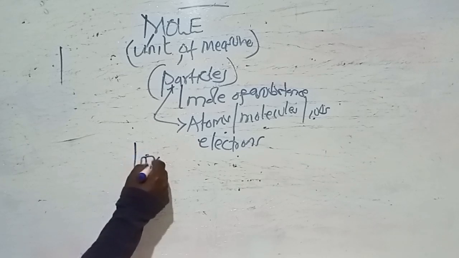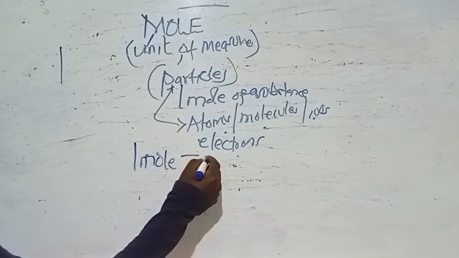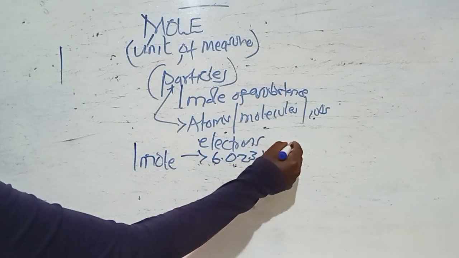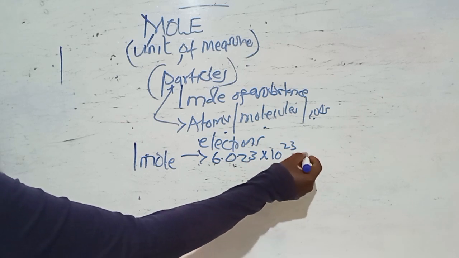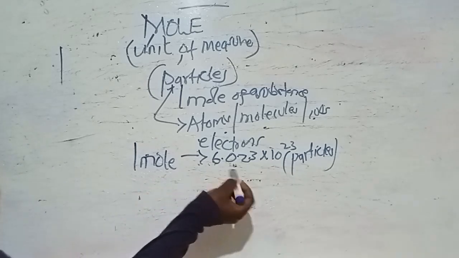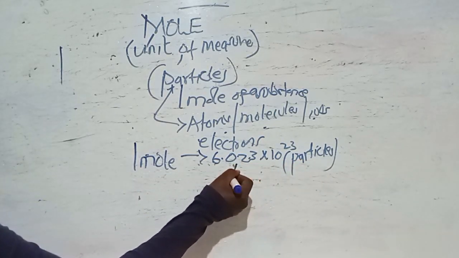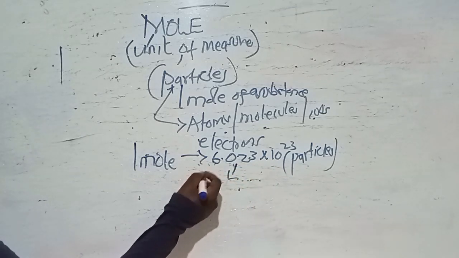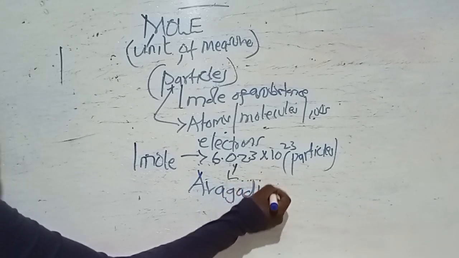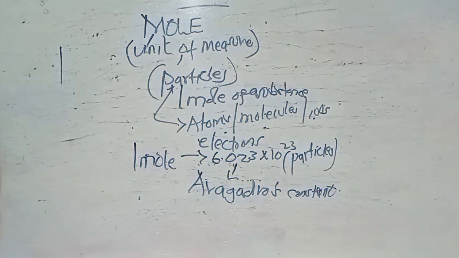So in 1 mole of a substance, we contain 6.023 times 10 raised to power 23 particles. Okay? In 1 mole of a substance, you have 6.023 times 10 raised to power 23 what? Particles. Now this number is what you refer to as Avogadro's number, or Avogadro's constant. Okay?